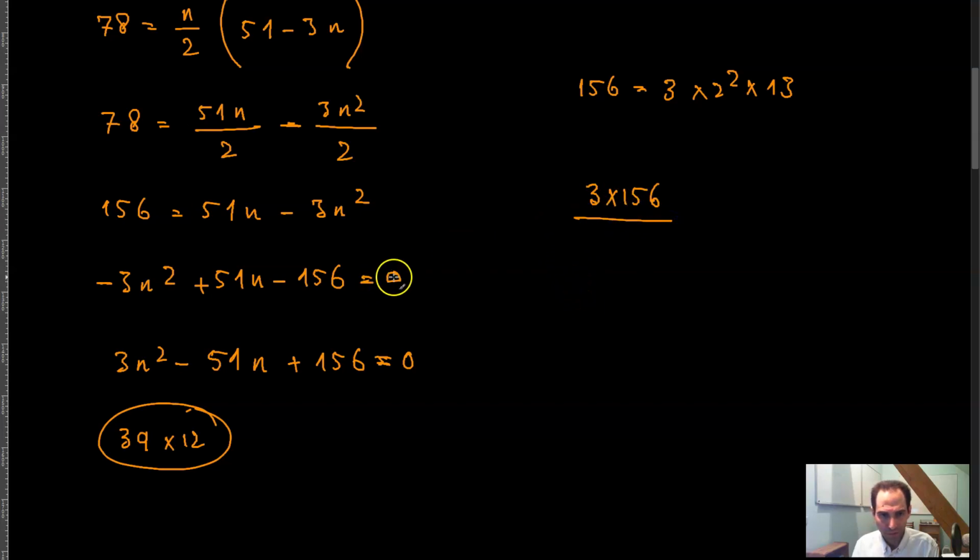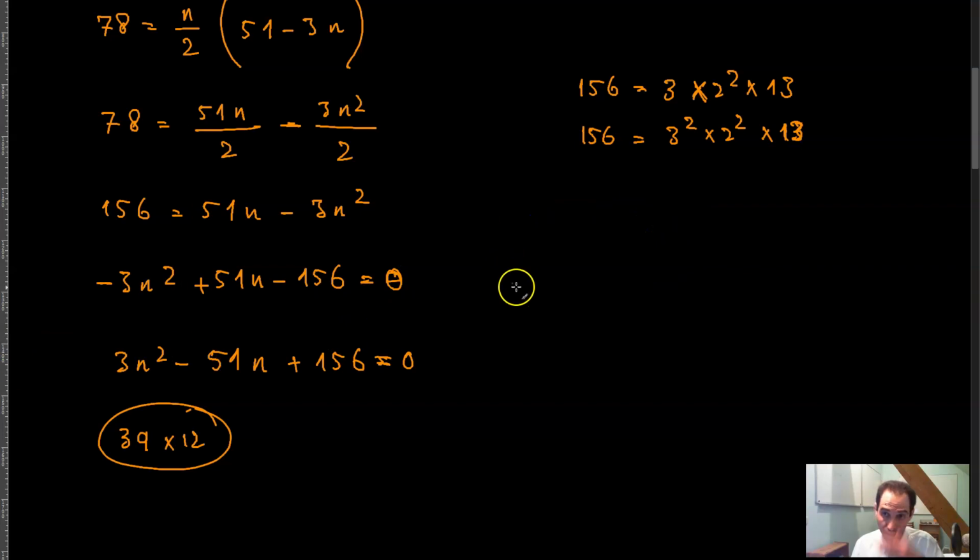Now, in order to make this simpler for myself, I prime factorized this number 156 and wrote it as 3 times 2 squared times 13, right? Otherwise, I wouldn't know what sort of number I were dealing with. So 156 is this number and 3 is just 3, so I can write it as 3 squared times 2 squared times 13. Now I need to take these factors and multiply them together in such a way that I get two numbers whose sum becomes negative 51, which is the coefficient of the middle term, right?